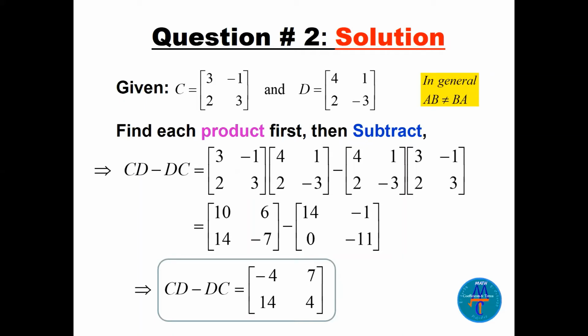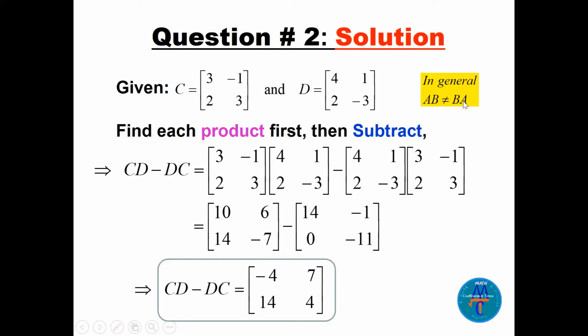So CD, just multiply in the same order, find each product, then subtract. So CD, 3 minus 1, 2, 3, and the D is 4, 1, 2 minus 3. Multiply row by column, row by column. So you get 10, 6, 14, row 2, column 1, and minus 7. Now multiply DC. We expect that these matrices, they are not the same. So I put here a rule. In general, AB not equal to BA.